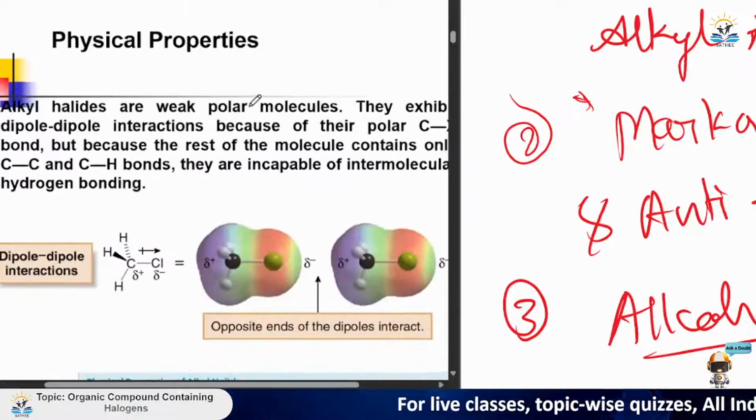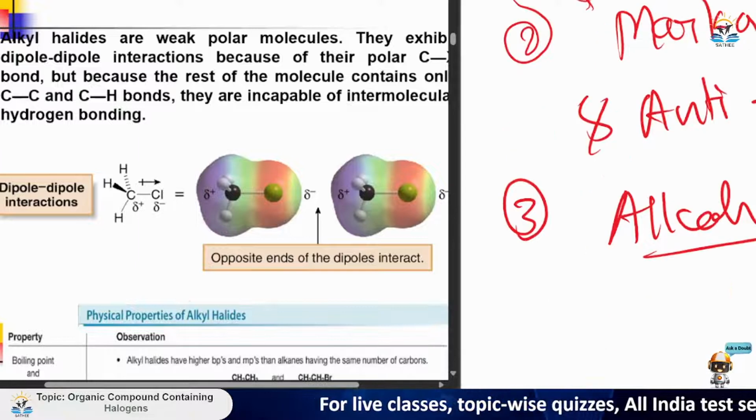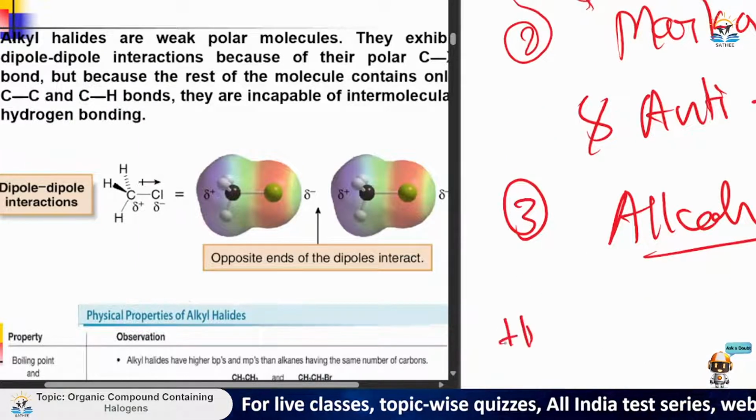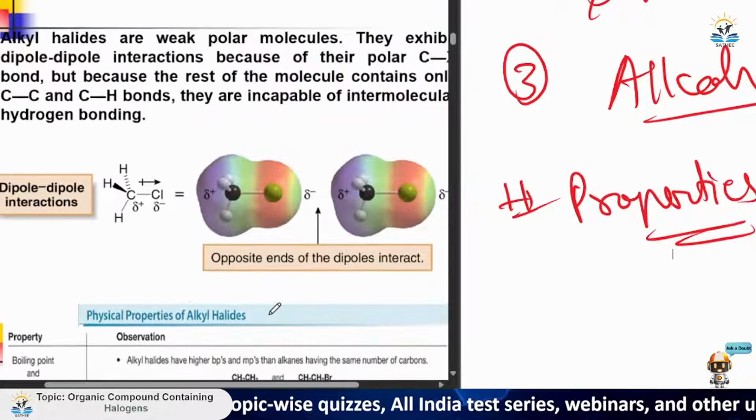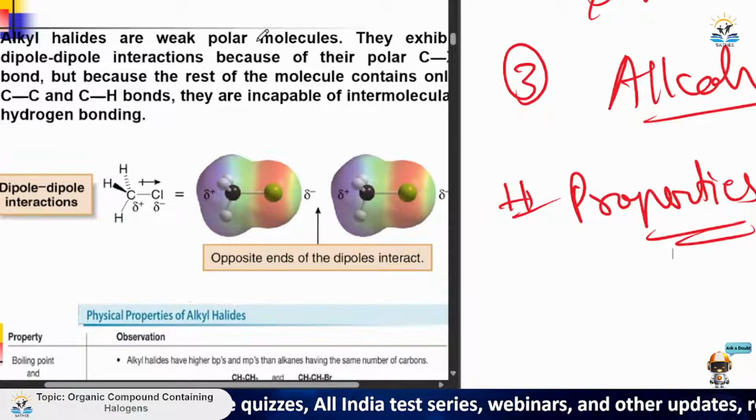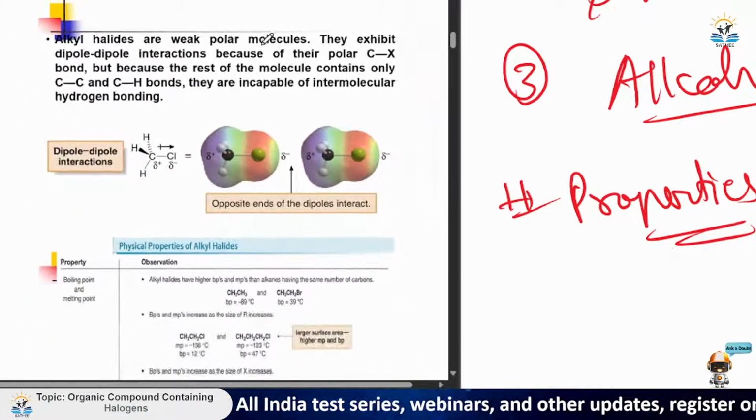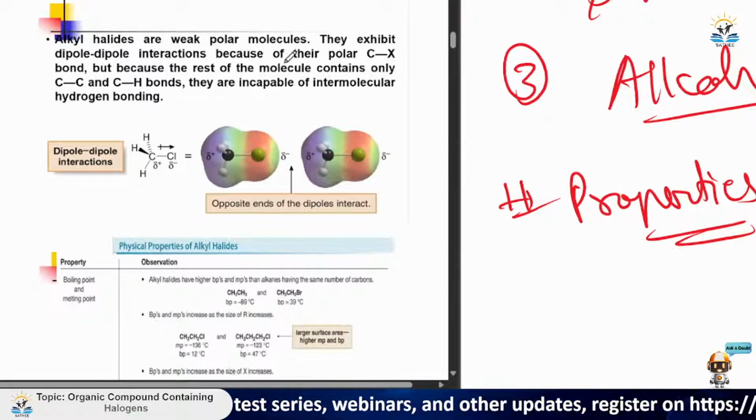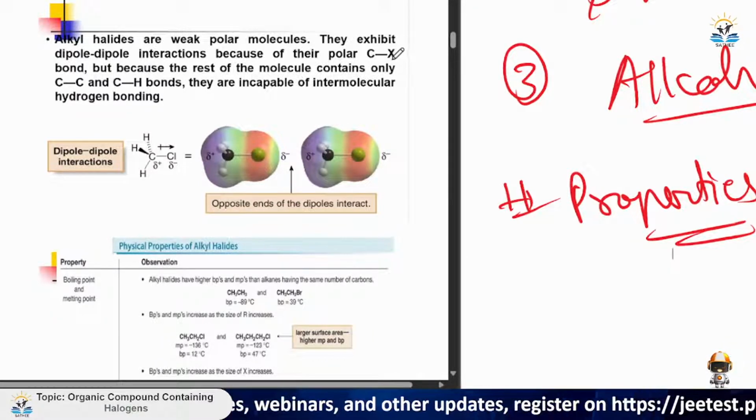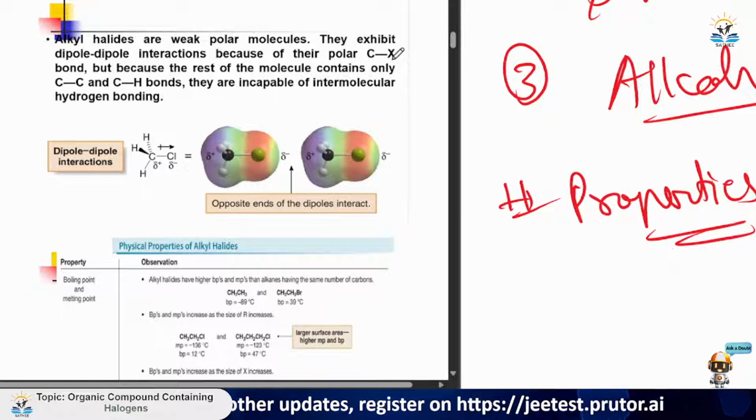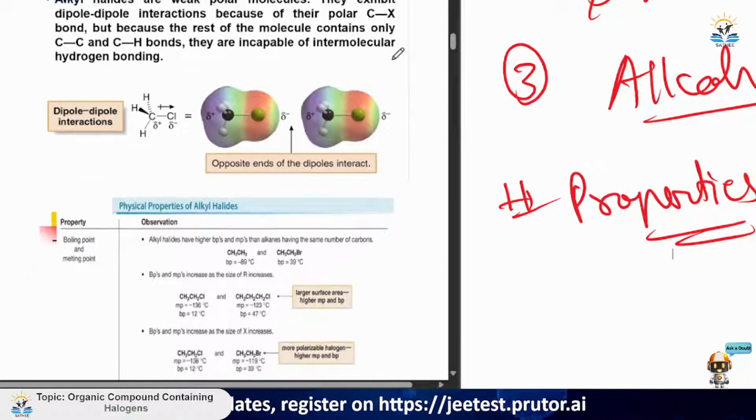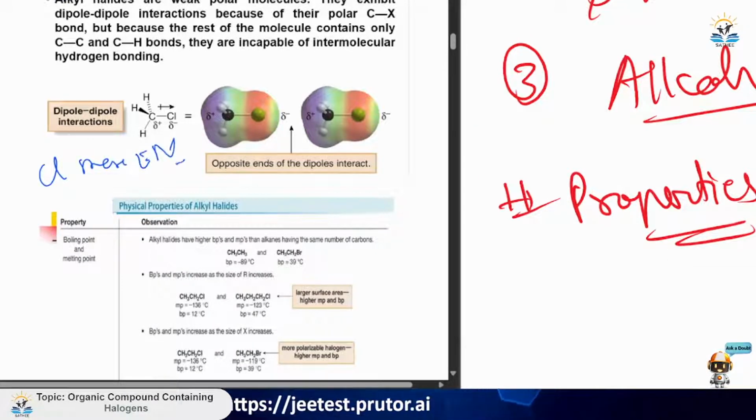Now these are all the methods through which we can form our alkyl halide. Now let's see some of the properties. Alkyl halides are weakly polar molecules. They exhibit dipole interaction, as there is a halogen and an electronegativity difference. So there comes a dipole moment and also a polarization property. As chlorine is the more electronegative atom, here is delta negative and here delta positive, and these are the dipole interactions.